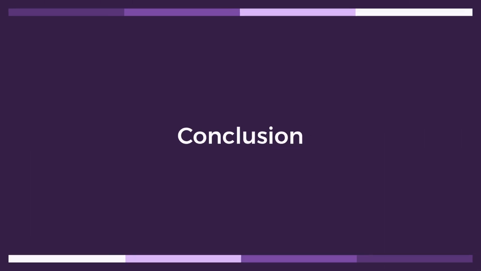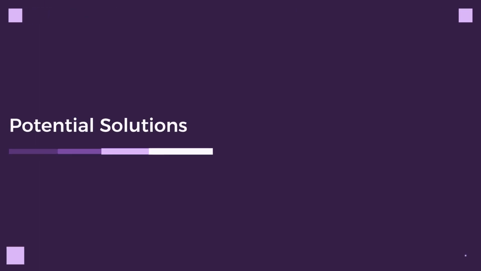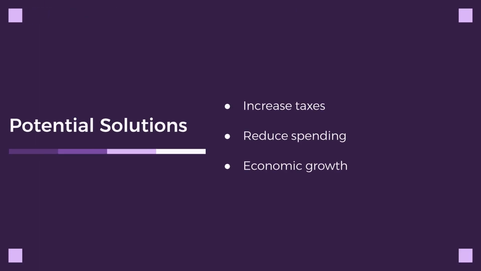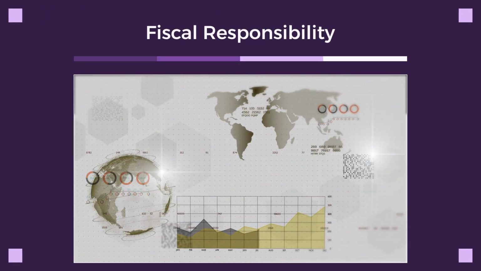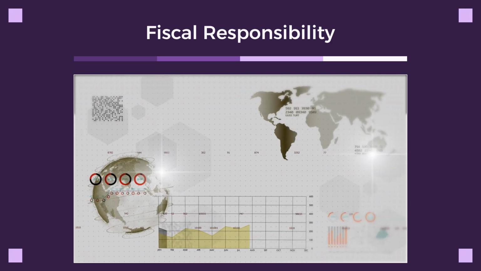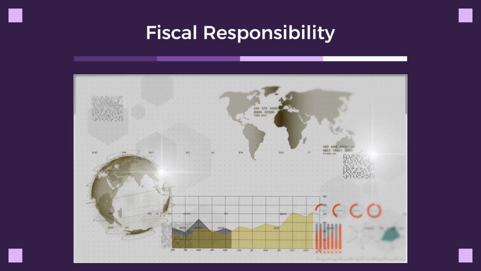Addressing the U.S. national debt requires careful consideration of revenue and spending. Solutions often involve tough choices: increasing taxes, reducing spending on large entitlement programs, or focusing on policies that spur strong economic growth to generate more revenue. Fiscal responsibility is crucial for securing a stable economic future for the United States. Understanding the debt is the first step toward finding sustainable solutions.